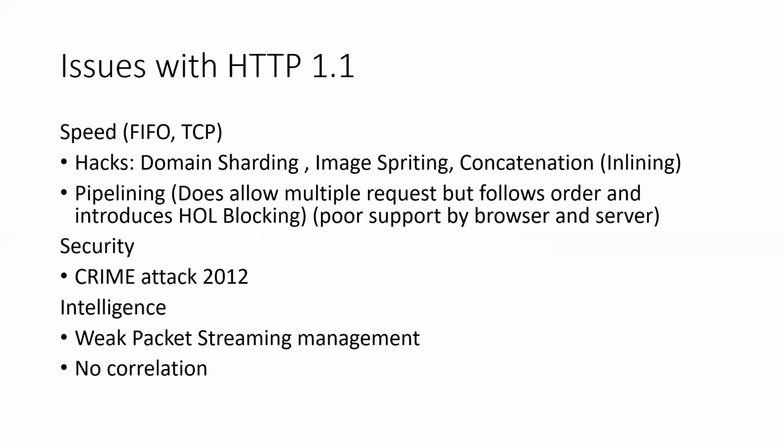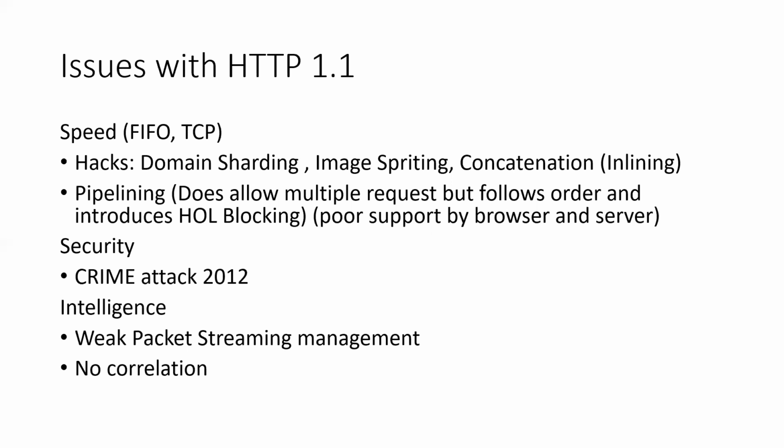Moreover, pipelining had poor support from browsers and servers. The second issue with HTTP 1.1 was a security issue. There was a CRIME attack in 2012. We'll see how that attack was done with the compression technique used by HTTP 1.1.